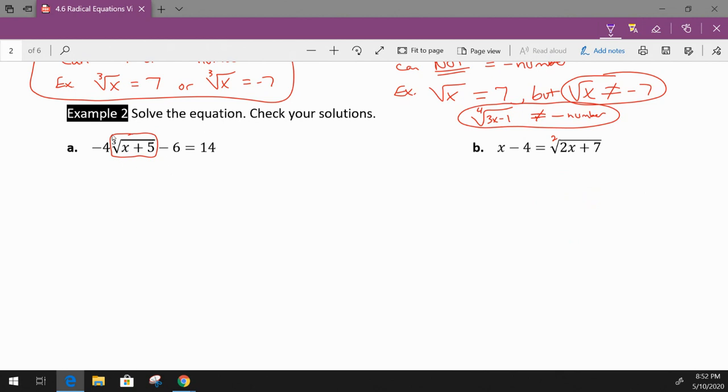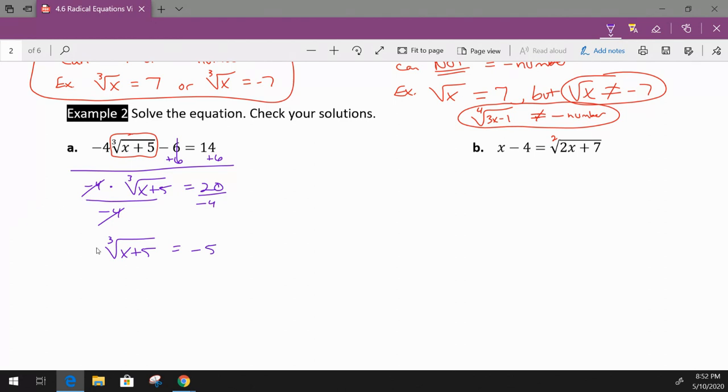All right, so going back to example A now. We want to isolate this cubed root of x plus 5. So you want to eliminate the term that is being added or subtracted first. You want to undo any adding and subtracting. So now we have negative 4 times the cubed root of x plus 5 equals 20. That negative 4 is being multiplied, so to undo that, we would divide by negative 4. Now you have the cubed root of x plus 5 equals negative 5.